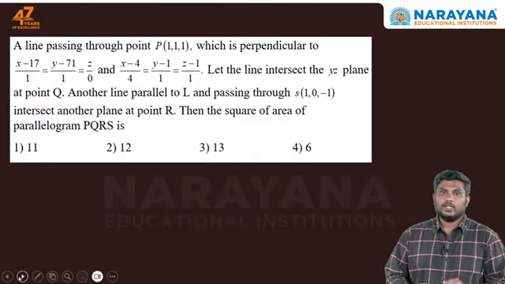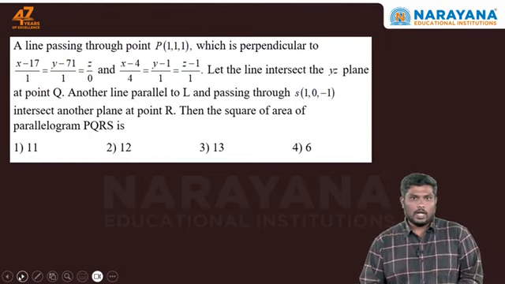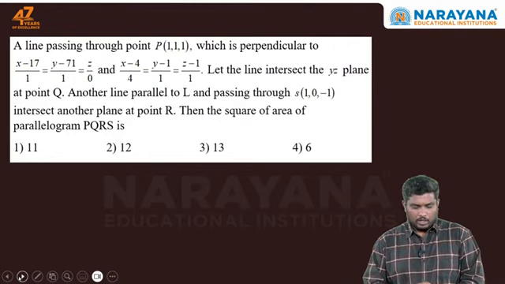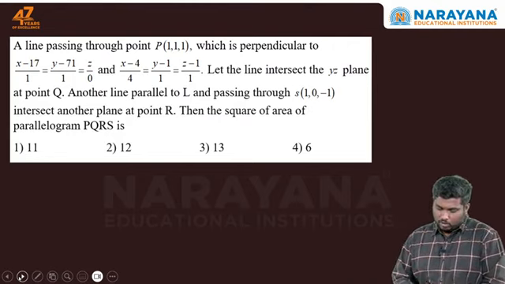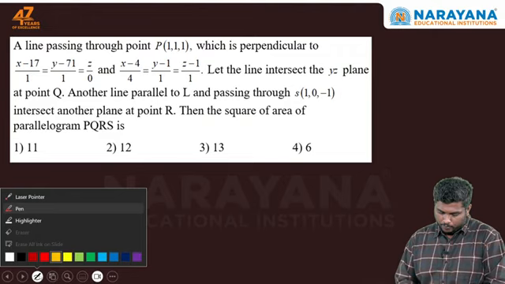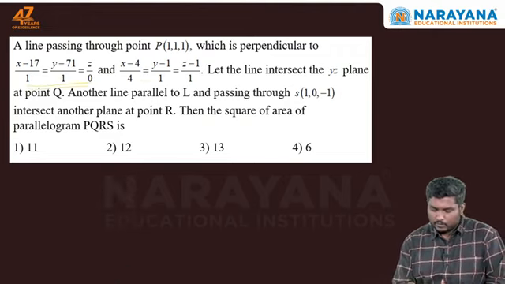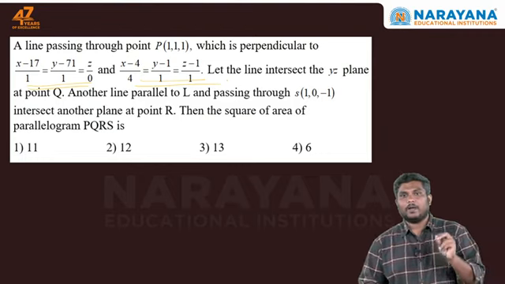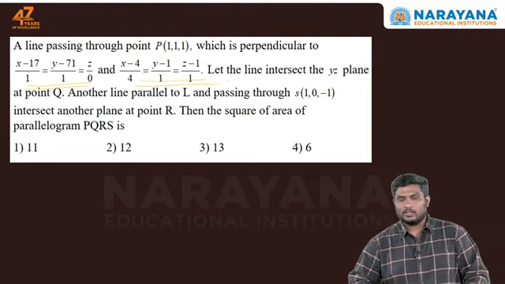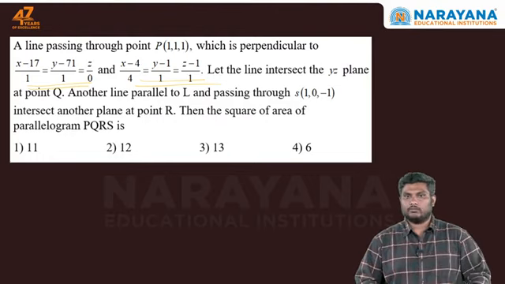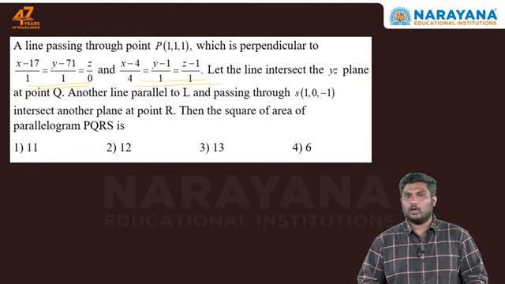Next question is from three-dimensional geometry. It's talking about the equation of a line perpendicular to other lines. Here, a line passes through the point (1, 1, 1) and is perpendicular to both lines. Any line perpendicular to both lines will be along which direction? This is the main concept involved here.